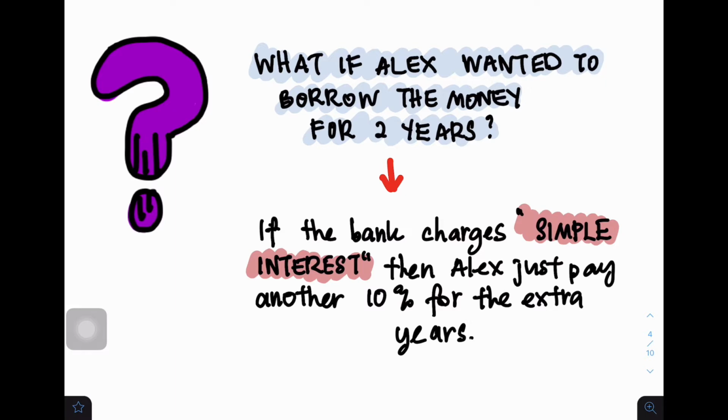Okay, so how about if Alex wanted to borrow the money for 2 years? Means that Alex wants to borrow money for more than 1 year. So how much interest does Alex need to pay to the bank? In this case, if the bank charges simple interest, then Alex just pays another 10% for the extra years. Okay, so we are going to see about simple interest.